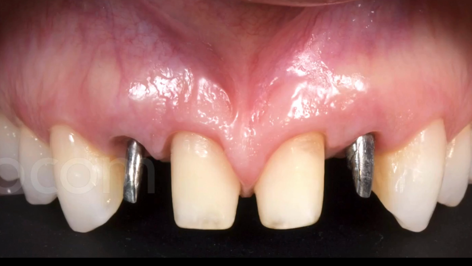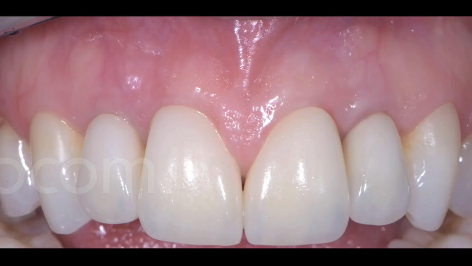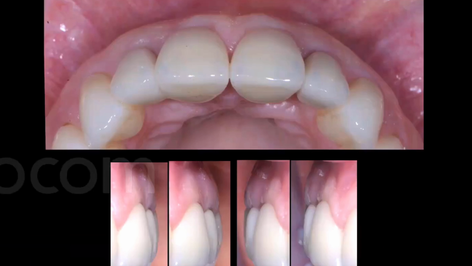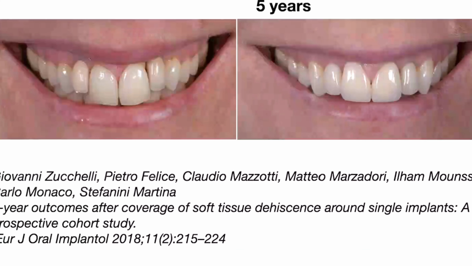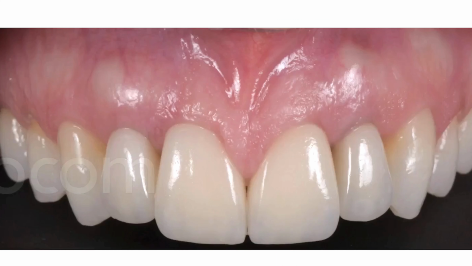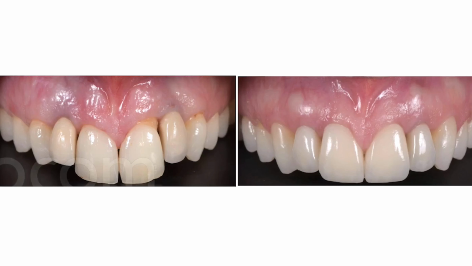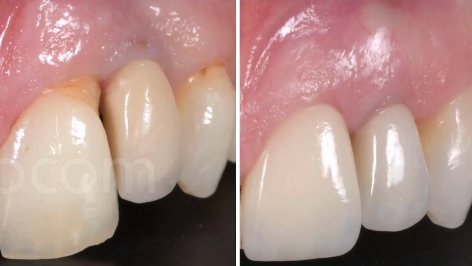So this is the healing of the soft tissue. This is the final restoration. 5 years follow-up. Look at the distal papilla, same height, same shape of the distal papilla of the natural tooth. And this is the comparison before and after. So there is also prosthetic means that helps us by preparing the abutment to increase the space and work surgically with the connective tissue graft in order to promote papilla growth.